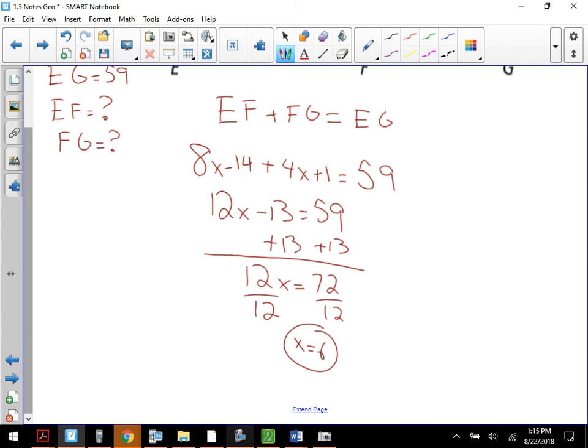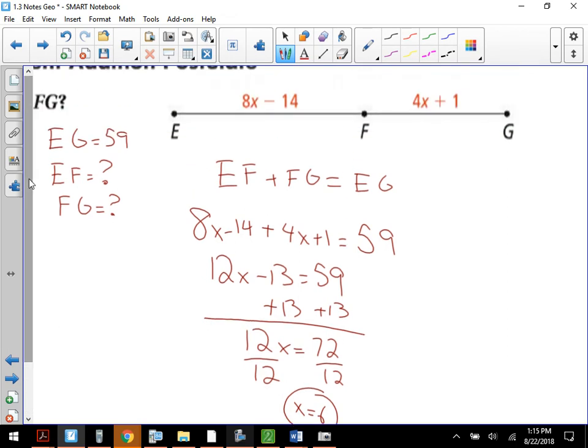Now, this is where you guys will have to start to get used to it. In geometry, it's not always solve for x, solve for x, solve for x. That's algebra. In geometry, it's solve for x, but then do something with it. In this example, it'll ask us to figure out what's EF and what's FG. In this case, you just have to go back, take that value of x, which is 6, substitute it back in. Use the calculator.